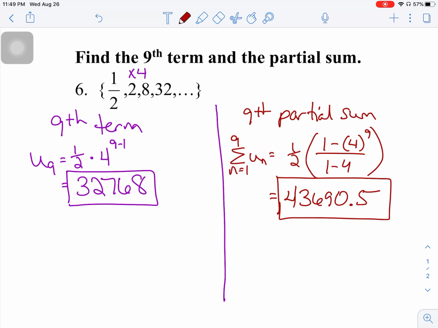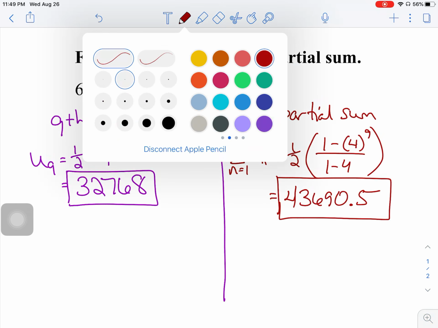43,690.5. That is your 9th partial sum. That's what I'm looking for. So if we take this sequence, we wrote out 9 terms and we added them all up, this is what we would end up with. And your 9th term is sitting right here. So with partial sums, especially for geometric sequences, one of the things you'll notice is that the term numbers aren't going to be terribly, terribly large because it's exponential growth and your numbers grow just too fast at times.